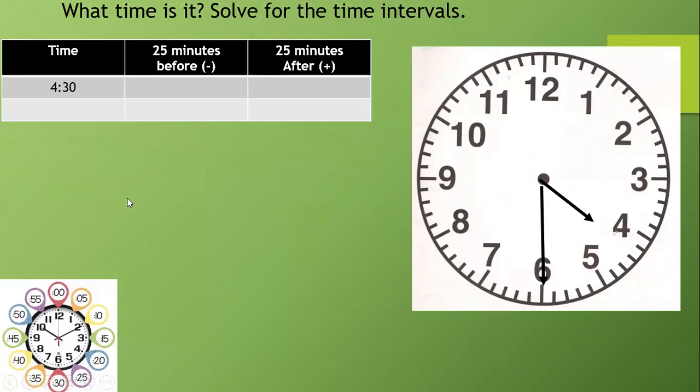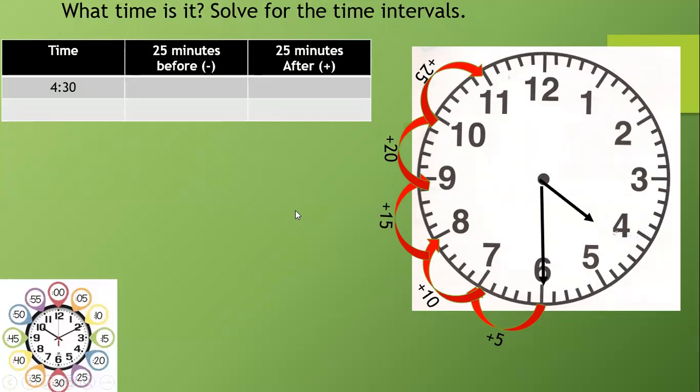Now this problem, boys and girls, you will find in your math book, so we can actually do this one together. Okay, so for this problem, we're starting off at 4:30, and they want us to take a look at 25 minutes before and 25 minutes after. So let's begin. We have +5, +10, +15, +20.